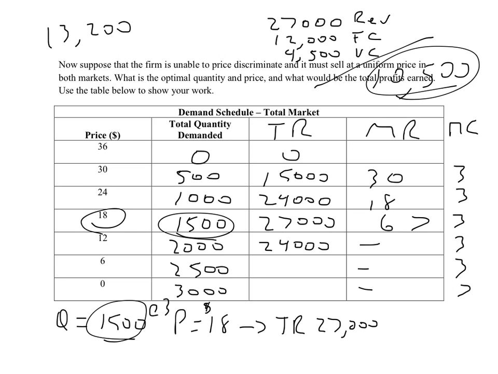Okay, that finishes our lesson on price discrimination. You will have a problem in your homework very similar to this one. Two markets, two demand curves, and some cost information. Work this basically the same way. I hope this will be helpful.